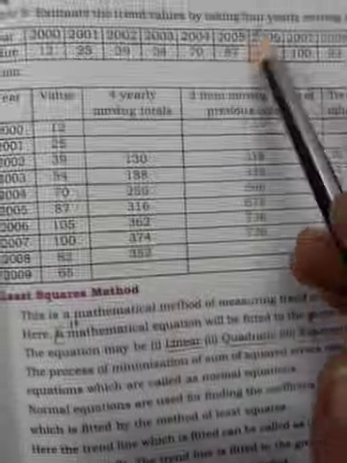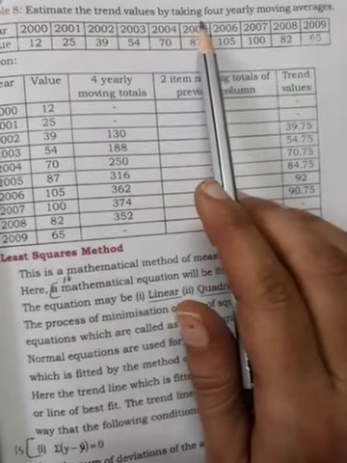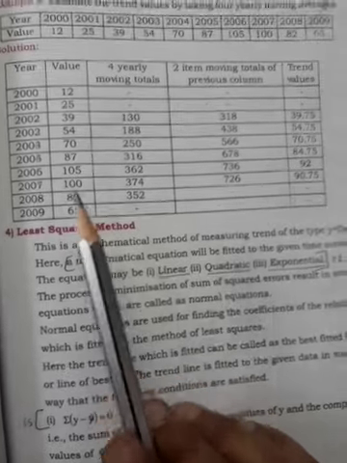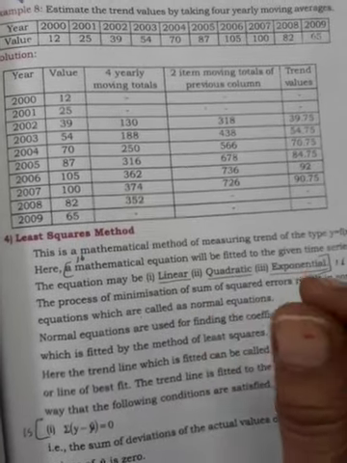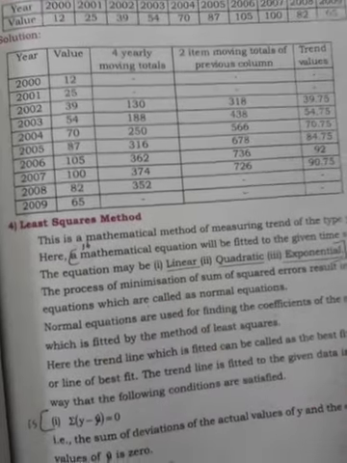Now can we go to 4 yearly moving averages? Yeah. This problem is 4 yearly moving averages. Estimate the trend values by taking 4 yearly moving averages. They provided the year, they provided the value. So we took the year and value in columns. Here one twist is there, one small twist, that's all. It is not a big twist, only a small twist.